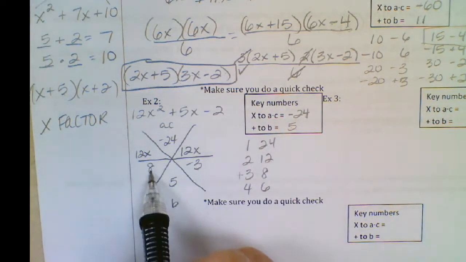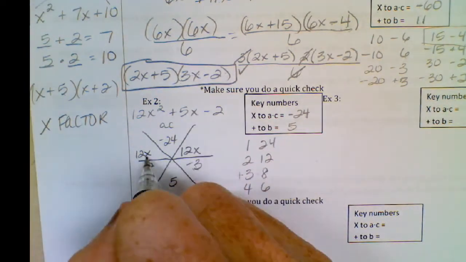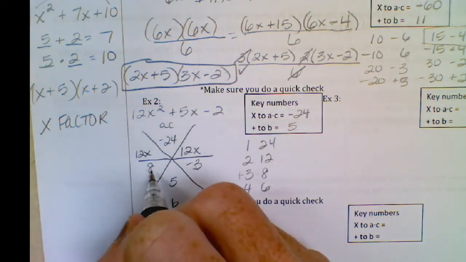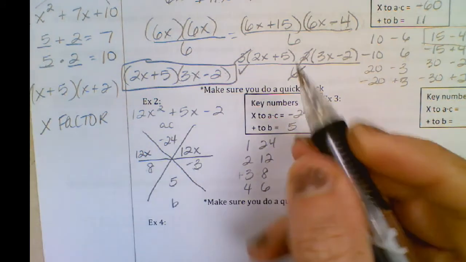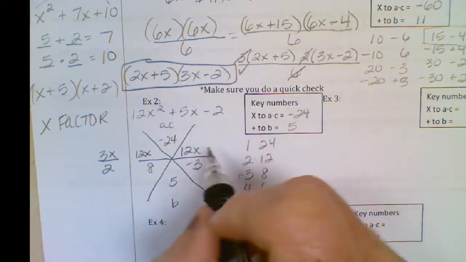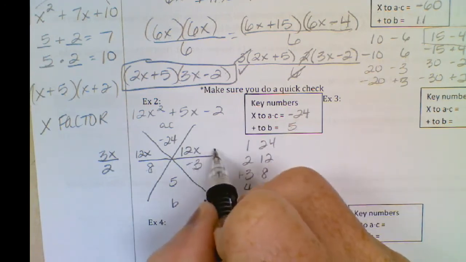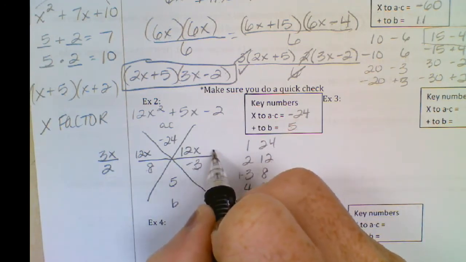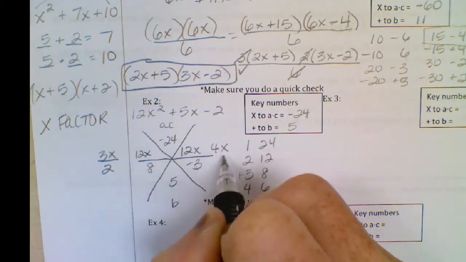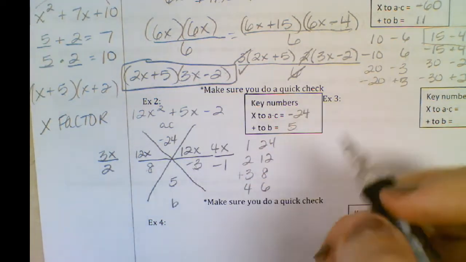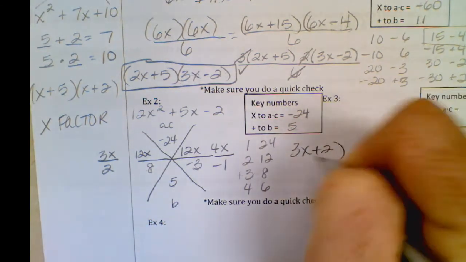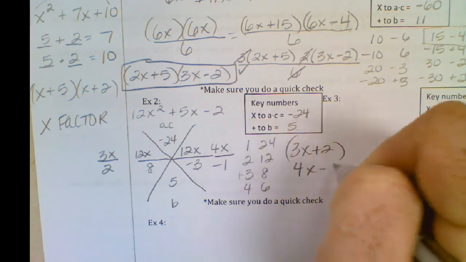Okay? Once you figure out what those two numbers are, now you're just going to simplify. So 4 goes into 12 and 8. And if you simplify down to a 1, you need to have that 1 down here. So this would be 3x over 2. And 3 goes into 12, negative 3 goes into 12. Actually, we'll do the 3. 12 divided by 3 is 4x and negative 1. So your factors would be 3x plus 2 and 4x minus 1.